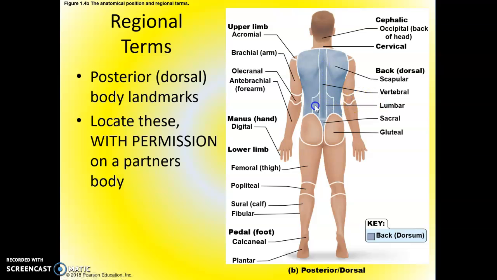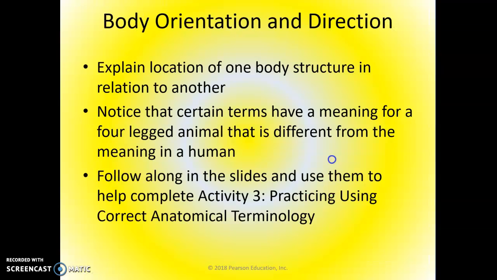To either side of the vertebral region across the back near the center, we have the lumbar region. Down below that, we have the sacral region. This is where the mass of the glutes comes together, and you've got maybe a little divot area there. That's the sacral region. And then the gluteal groups, which is your buttocks there. Right? So that's the back side. That's the regional terms, the anterior or posterior.